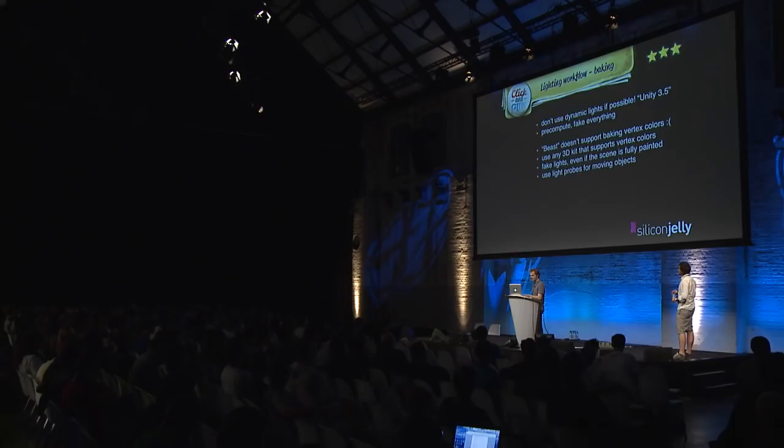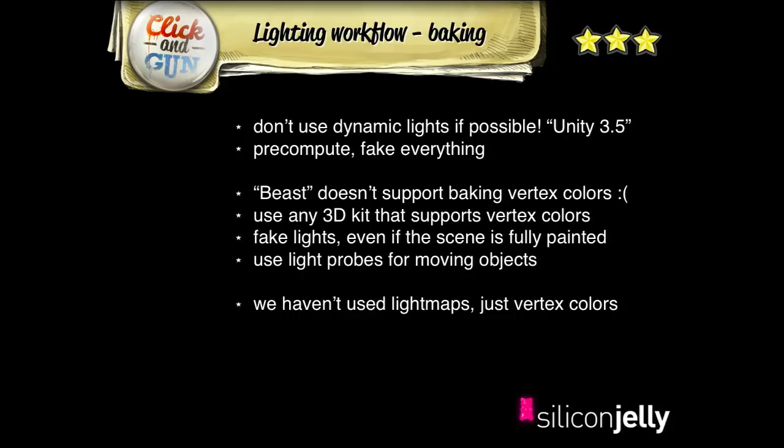And for the moving objects, we used light probes. We don't have to use light maps, because light maps are quite big and they spend memory and so on, and we really don't need them because our scene is not realistic. So we just faked everything in this scene.